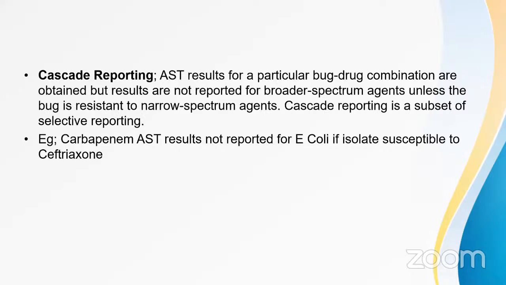So what is cascade reporting? AST results for a particular bug-drug combination are obtained, but results are not reported for broader spectrum agents unless the bug is resistant to narrow spectrum agents. So cascade reporting is a part of selective reporting. Cascade reporting and selective reporting all play an important role in antimicrobial stewardship programs. Like carbapenem AST results not reported for E. coli if the isolate is susceptible to ceftriaxone.